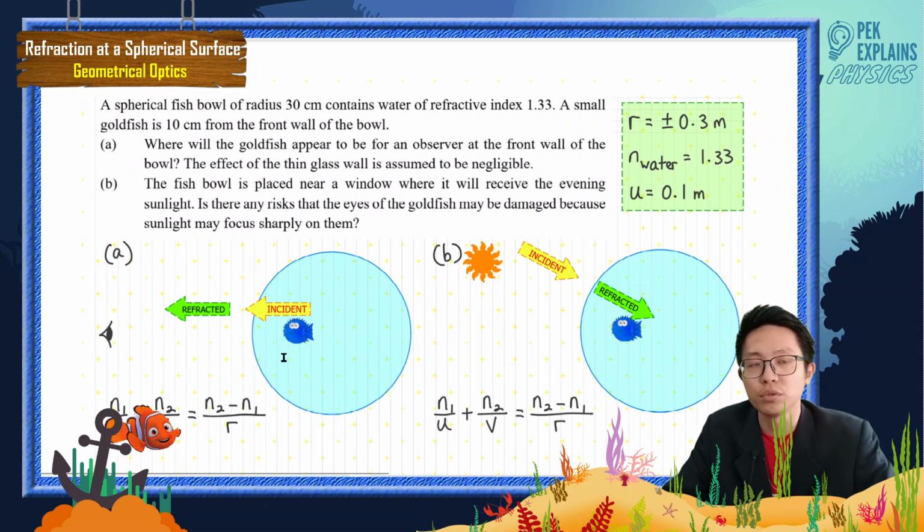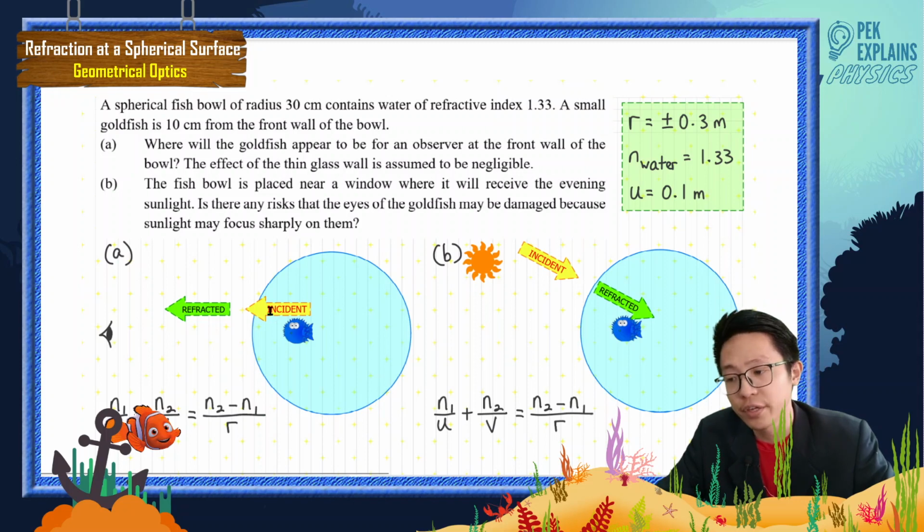We just assume only water. The light just passes through from water to the air. No need to consider water to glass to air. Just neglect the glass, the glass is only very thin. Okay. Do you see there is a difference between this question and the previous questions?